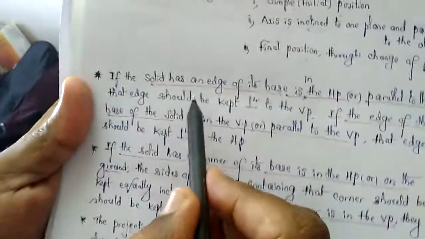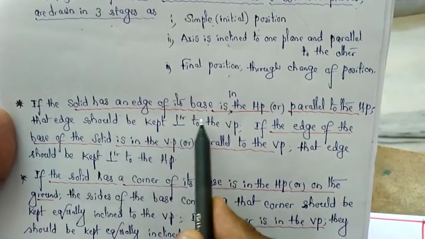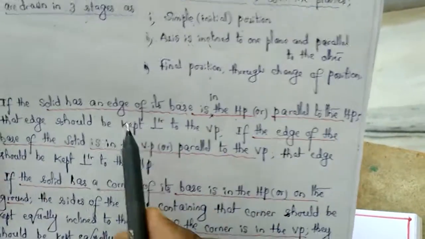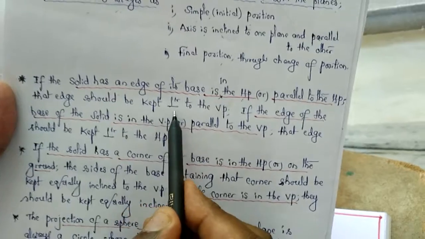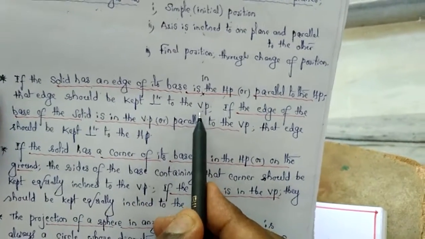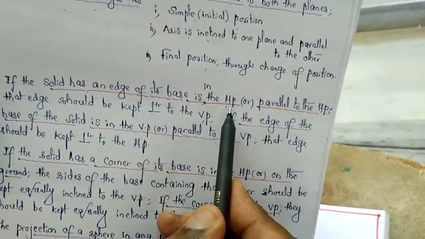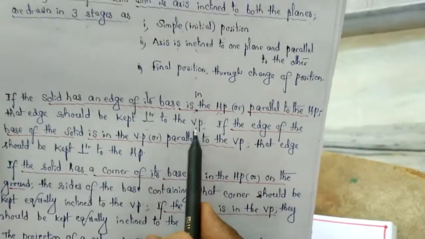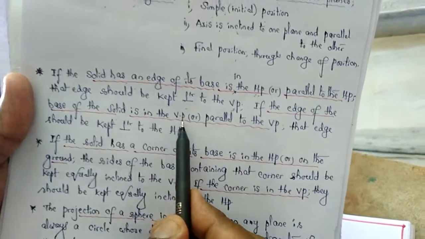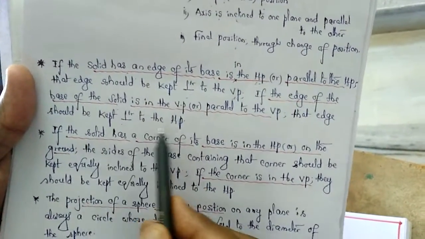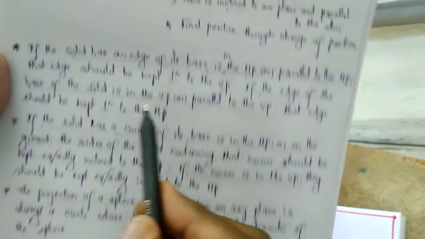Afterwards, you have some important points. When a solid has an edge of its base in HP, that edge should be perpendicular to VP. When you draw the views, whichever side is in the HP must be perpendicular to VP. This is a very important point. Suppose the edge of the base is in the VP, that edge must be perpendicular to HP. This is a very important point when you draw the projections.